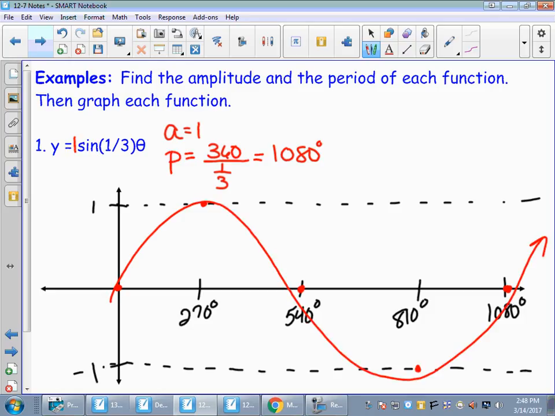And then we just connect. I like to go a little bit beyond those points just to show that it continues forever. So it was a stretch. That was a horizontal stretch of the original parent function.